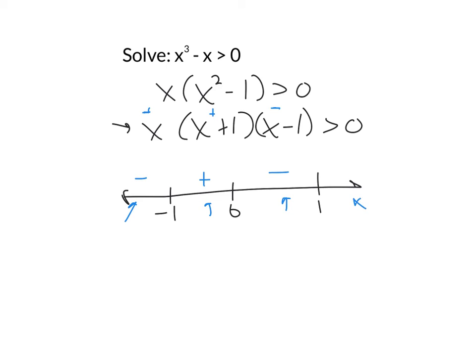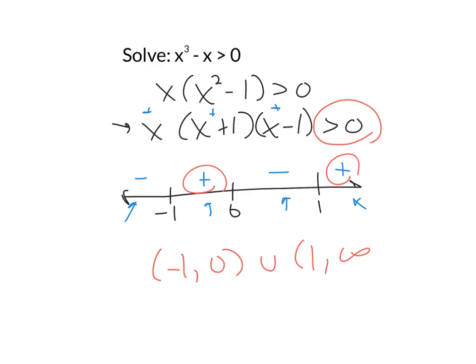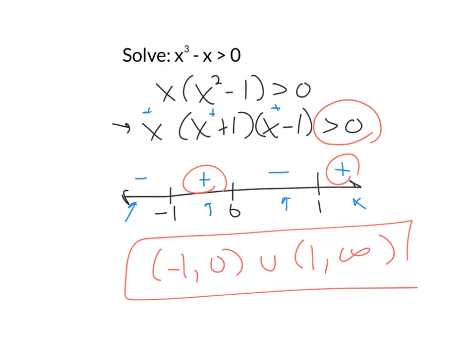And I'm going to pick a number out here like, I don't know, 2, which means they're all positive, so that's positive. Now, because the problem's asking me for where it is greater than 0, I'm looking for positives, which is there and there. Now, where is that? It's between -1 and 0, and also from 1 to infinity. So that's where my answers are right there. And that's really all you got to do. Hope that makes some sense.